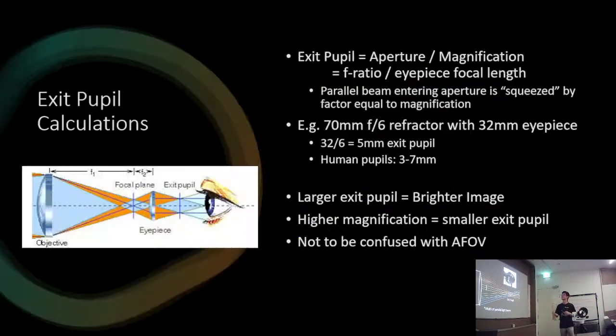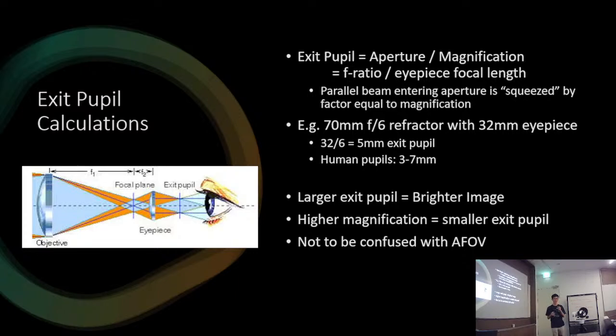Because the exit pupil is exactly the place you really want to put your eye to get the most light and the largest field of view, right? So if the exit pupil is here, the eye should be all the way right here. We care about the exit pupil because typically, when you have a larger exit pupil, it results in a brighter image.